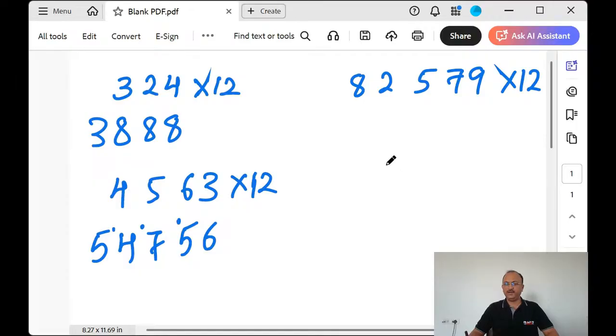Do it quickly. 82,579 into 12. Multiplication is very simple and fun. It's almost becoming like an addition, correct? Yes, 82,579 into 12. Now I'll start. I'm doing it a little slow just to keep pace with you, because if you practice, you'll be able to do it much faster.